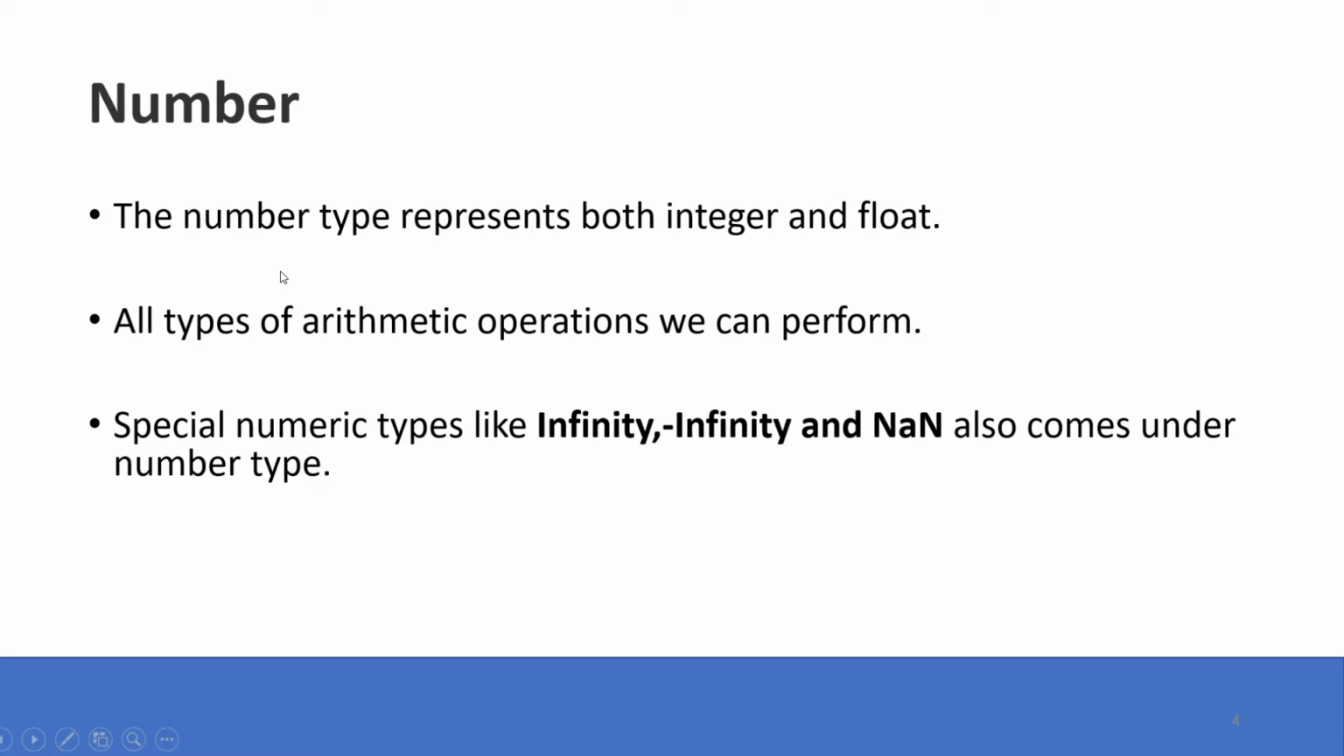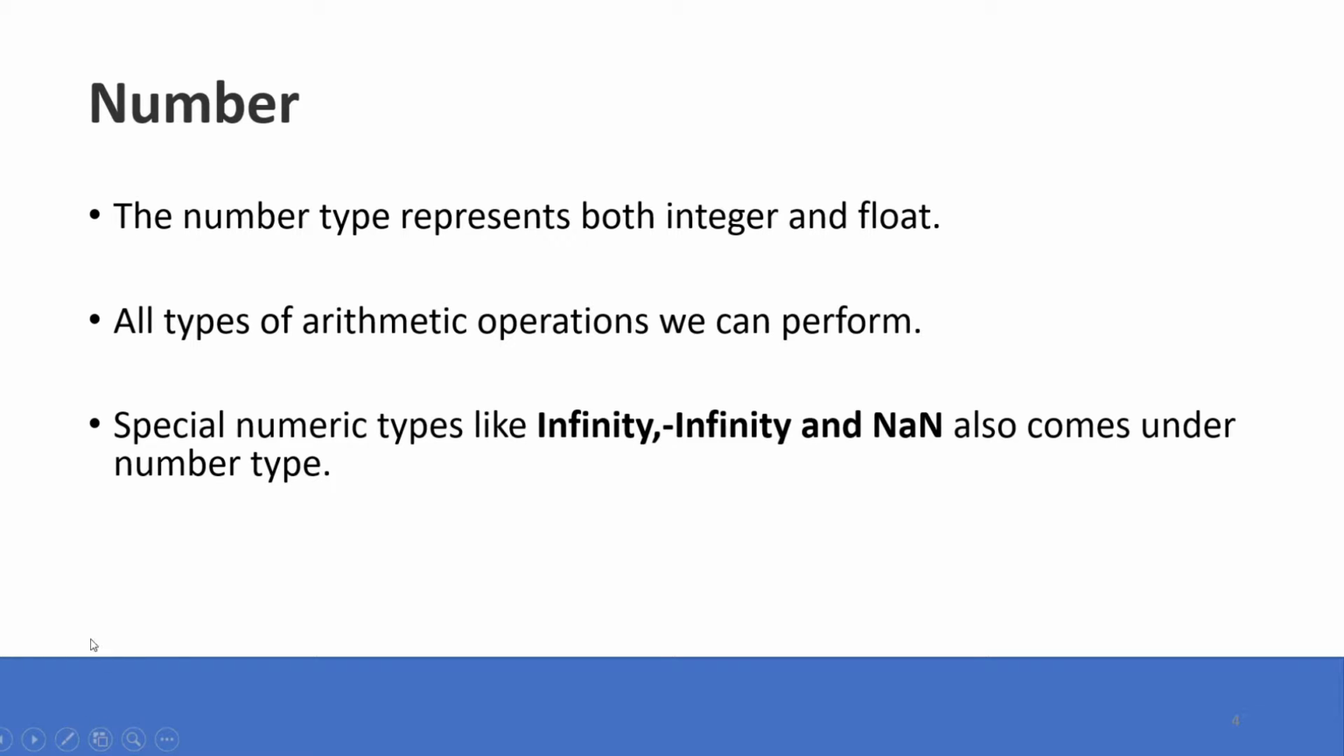The number type represents both integer and float. So the number data type represents both the integer as well as the float. We can perform all kinds of arithmetic operations. And the number data type can also have special values like Infinity, -Infinity, and NaN, which means not a number. They also come under the number data type.